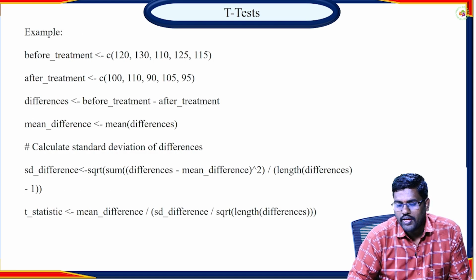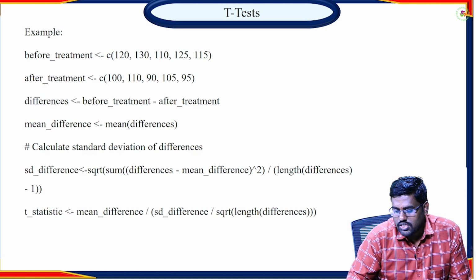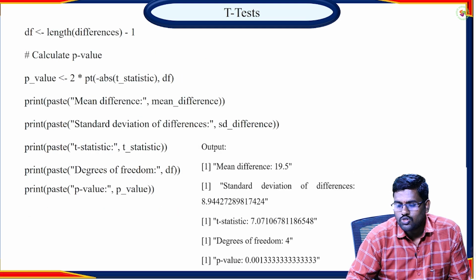I have taken two variables, before treatment and after treatment. Before treatment the values are like this, after treatment the values like this. The difference is before minus after treatment. Finally we calculate the mean difference. The standard deviation of differences equals the square root of the sum of squared differences from the mean difference, divided by the length of differences minus 1. After that we calculate the t statistic. After calculating, these are the values we get for the mean difference and standard deviation.